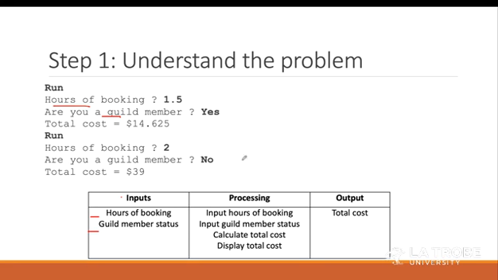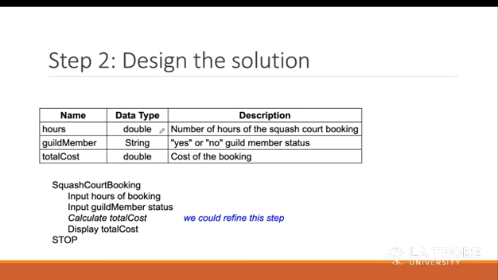Now, what will be inside the processing? For what you'll write the program, you need to process this input, right? So input hours of booking, input guild member status. Once you have these two pieces of information, then you need to calculate the total cost and display the total cost, and the output will be the total cost. So if you see here, this is your output there. So this is your problem. You have got two inputs and you need to give one output, which is total cost.